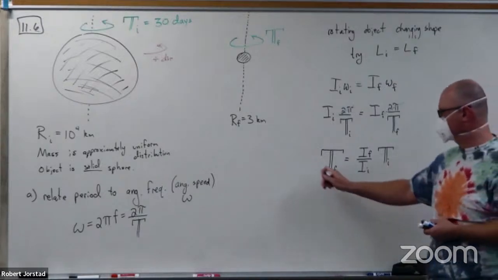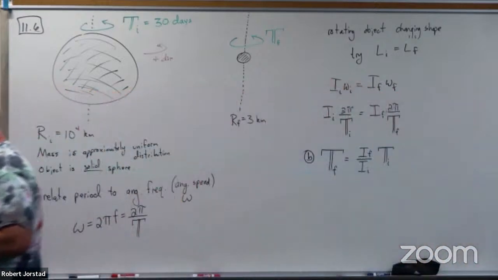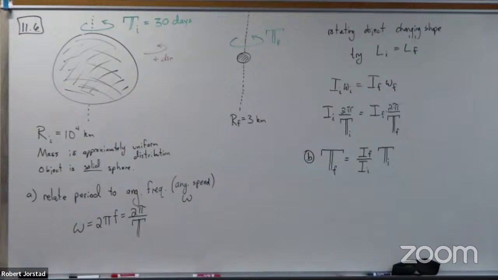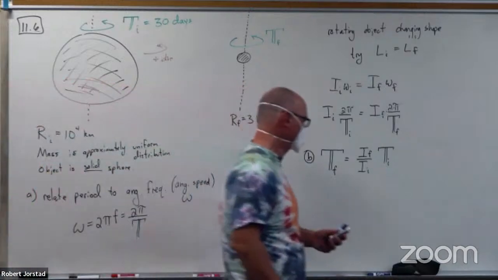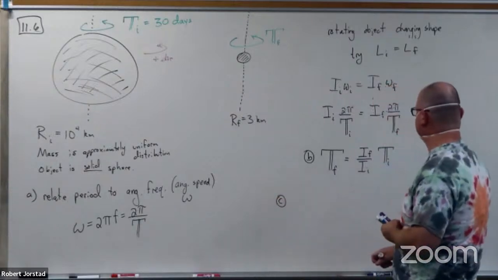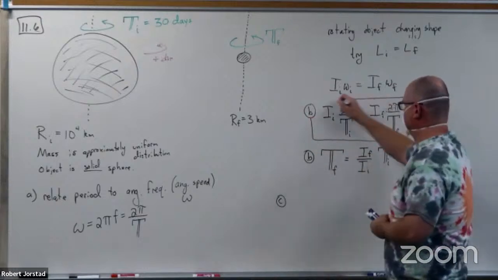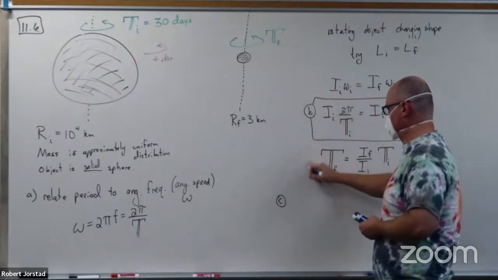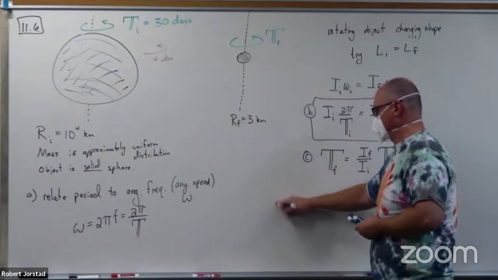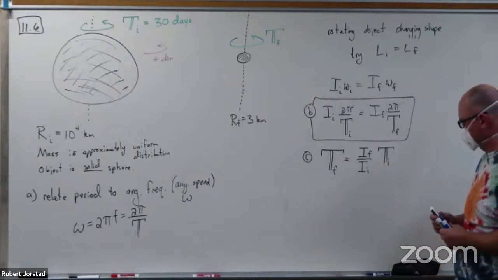That's part B. Determine the new period. Oh, I guess technically this was the answer to part B. Just write the answer. And then this is part C. We're solving for it. So I apologize there. Part C was solved for the new period. Part B was just write down the equation. I was wrong there.